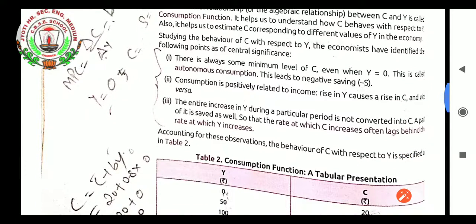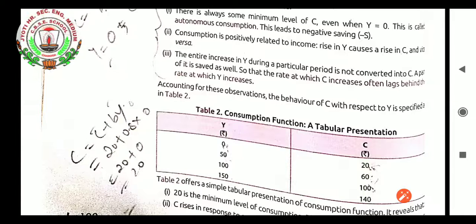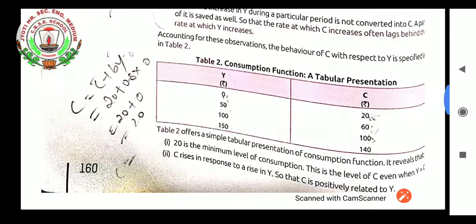The entire increase in Y during a particular period is not converted into C, as we learned last class also. When income suddenly increases to a great height, people start a saving habit. So there the consumption will not increase parallel to income, because when at a certain level income increases too much, people start developing a habit of savings. So some of it is saved as well, so the rate at which C increases often lags behind the rate at which Y increases. Accounting for this observation, the behavior of C with respect to Y is specified in Table 2: Consumption function, a tabular presentation.